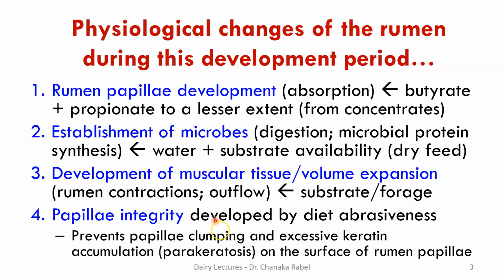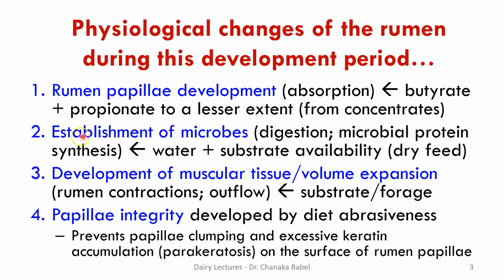As far as papillary integrity goes, if you don't provide diet abrasiveness, papillae tend to clump together, and the keratin produced won't get sloughed off. For the keratin to get naturally sloughed off and removed, there has to be abrasiveness or a rough diet.